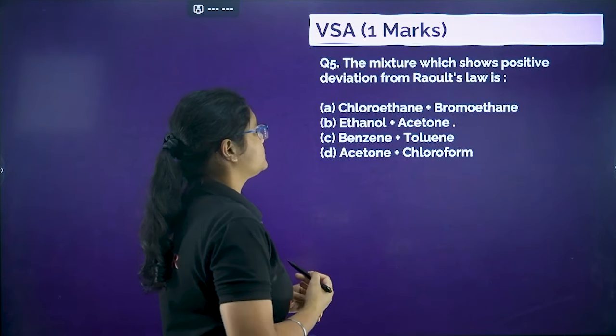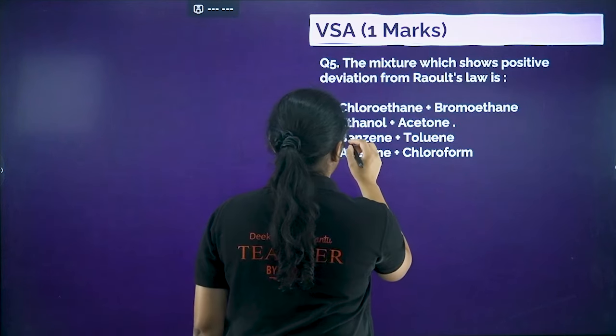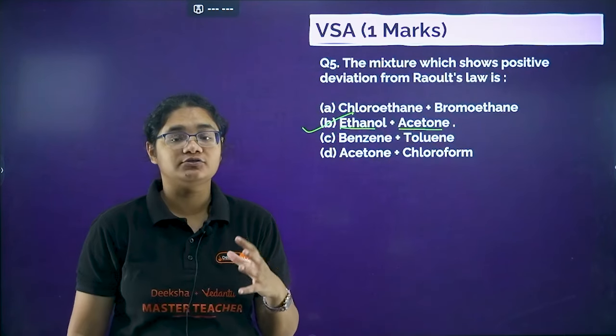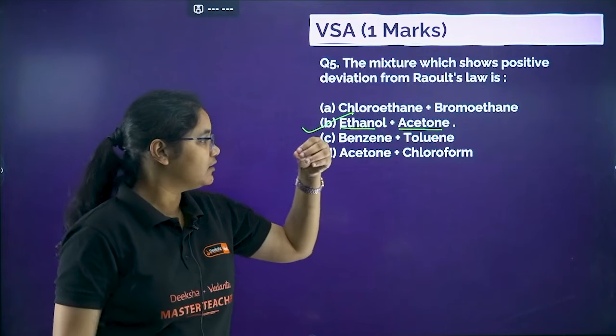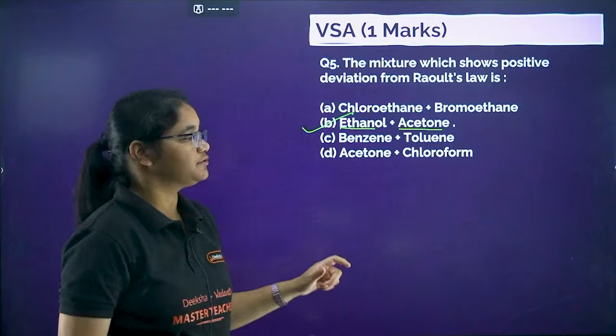The mixture which shows positive deviation. Positive deviation means weak interactions, right? So if you have ethanol and acetone, it is the positive deviation because ethanol has strong hydrogen bonding, but when I add acetone to that, the hydrogen bonding is disrupted.